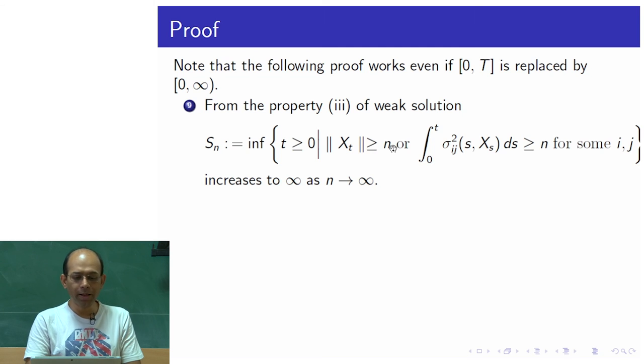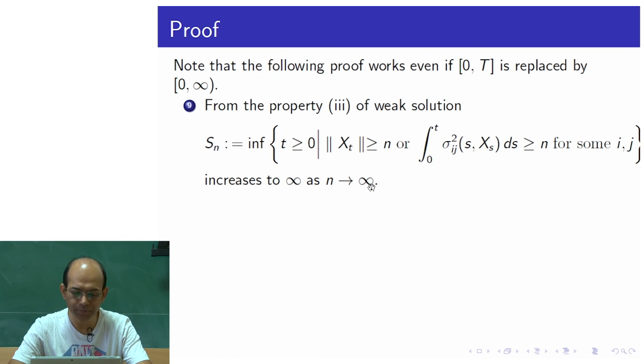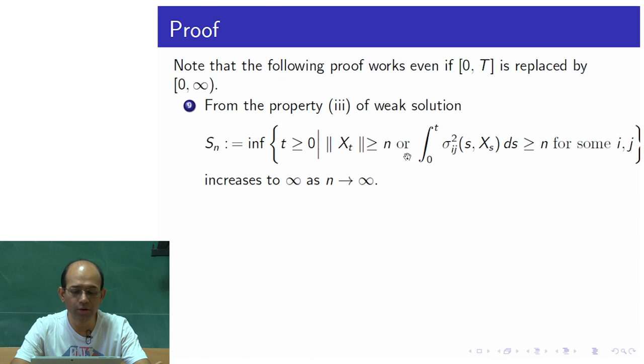But this sequence increases to infinity as n tends to infinity. So why is it so? Because if it does not grow to infinity, that means this increasing sequence has some upper bound, and that upper bound is a finite time. So on that finite time, if the integration would be infinity, then because it is more than all possible n, we are going to get a contradiction.